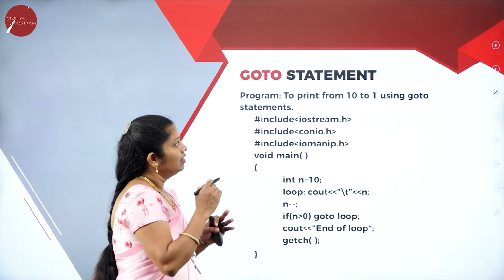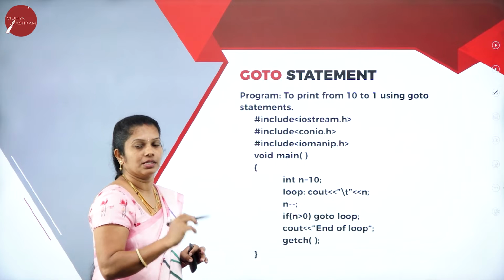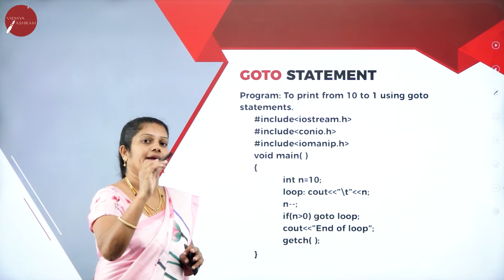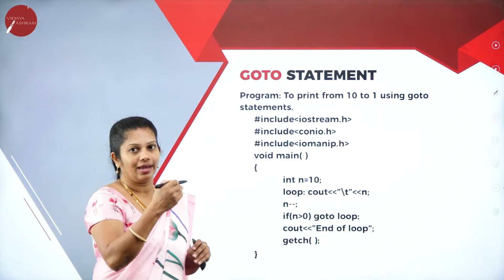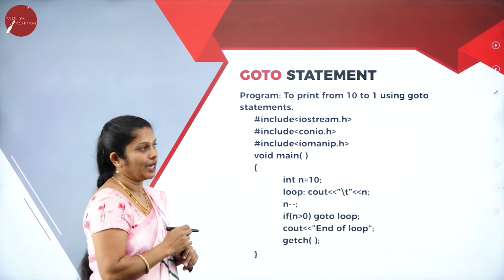The example is to print 10 to 1 using the goto statement. I want to print the numbers 10 to 1: first 10, 9, 8, 7, 6, 5, like that. I want to display the numbers from 10 to 1 by using the goto statement.